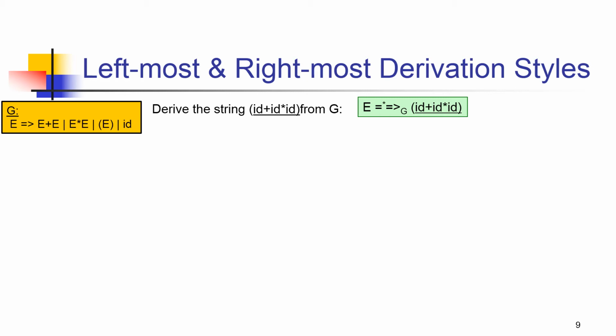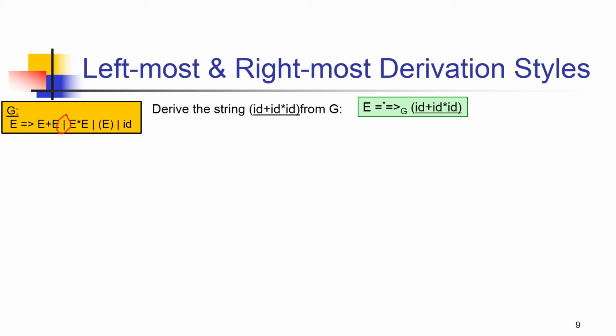There is one grammar. E produces E plus E | E star E | bracket E bracket close | ID. Now, please make sure this bar is for the OR condition, as we had discussed earlier also, that E is producing E plus E, E is producing E star E, E is producing bracket E bracket close, and E is producing ID. Now let's try to derive one string: ID plus ID star ID.